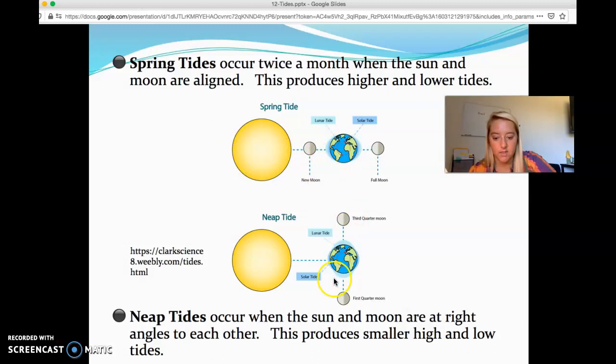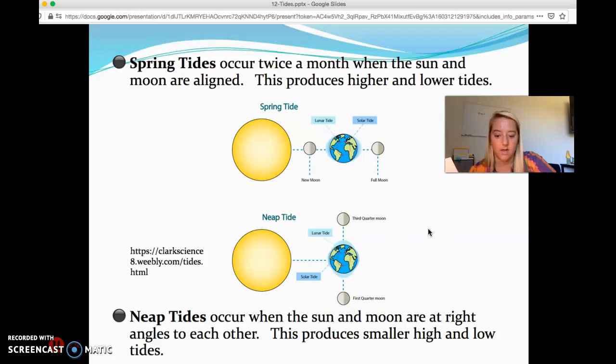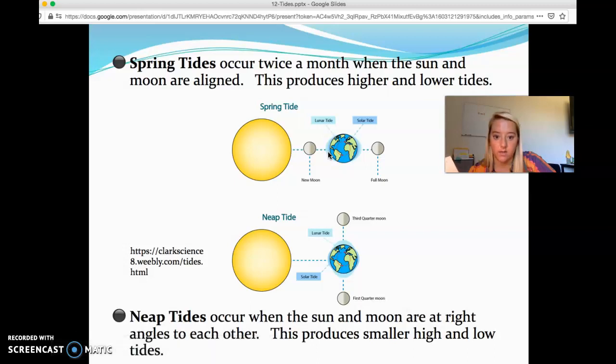In contrast, a neap tide occurs when the sun and the moon are at a right angle, and this produces a smaller high tide and low tide. So we have less of a difference between high and low tide during our neap tides because these are at a right angle, so they're pulling in opposite directions, making it not as strong. So these are really, really high tides and really, really low tides.